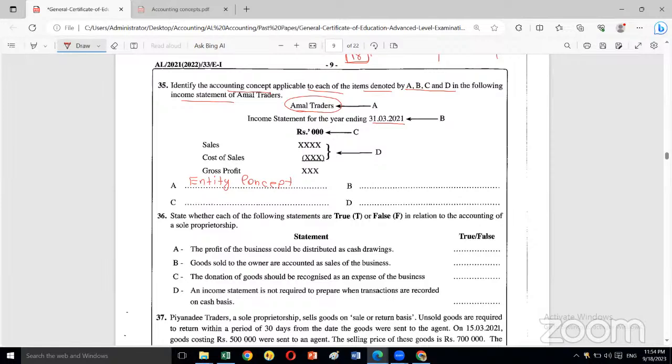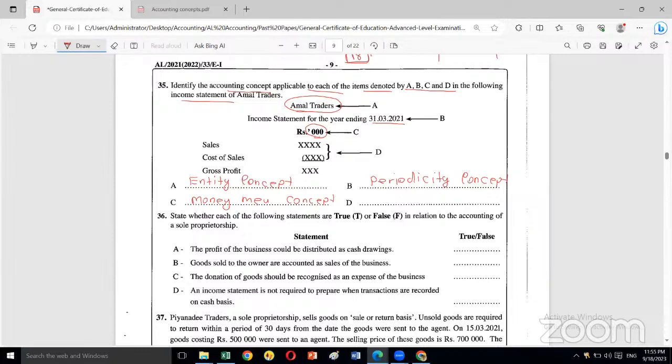What is the concept? Very good. Periodicity concept. See, here you can see they have mentioned rupees in thousand. They are talking about money value. So what is the concept, Putha? Very good, Putha. Money measurement concept. Okay, money measurement concept, Baba.